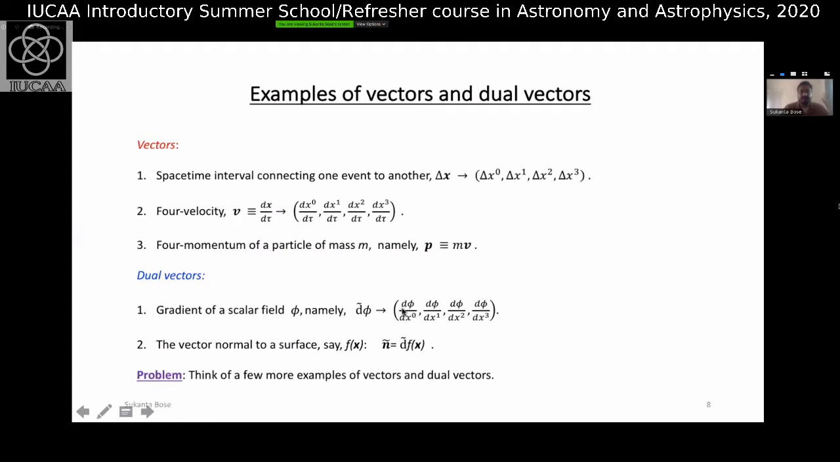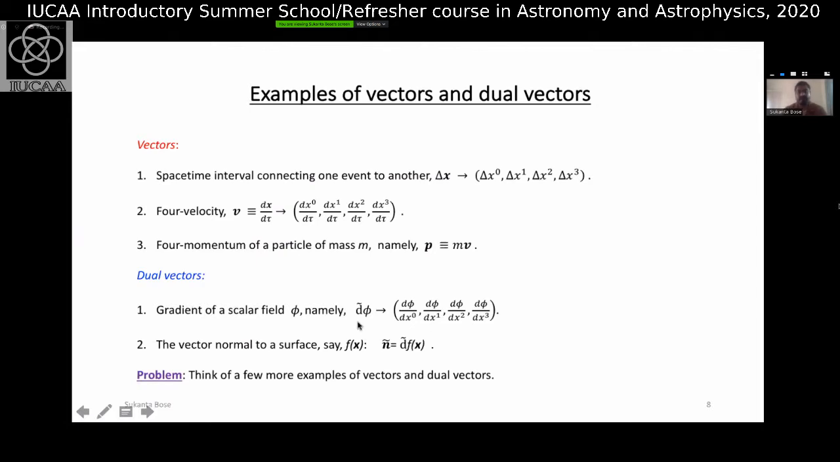Its components can be written as d phi dx mu, but mu is down, and therefore these components transform covariantly. They transform like the basis vector, and that is why the gradient of a scalar field is not a vector. It's not a vector because its components do not transform like the components of a vector. So in Euclidean geometry, it doesn't matter. So people often say gradient is a vector, but it is not a vector. It's actually a dual vector. So keep this distinction in mind.